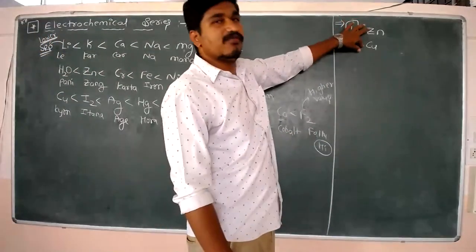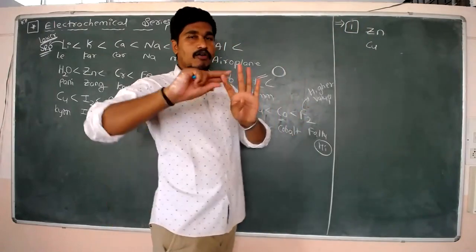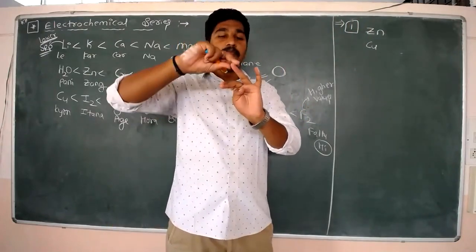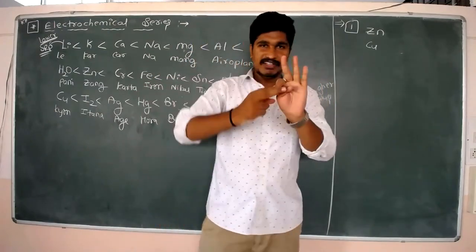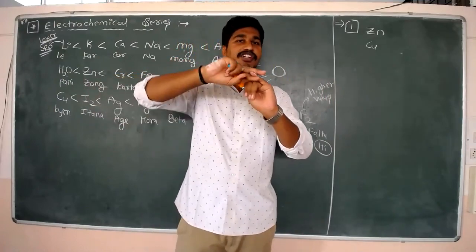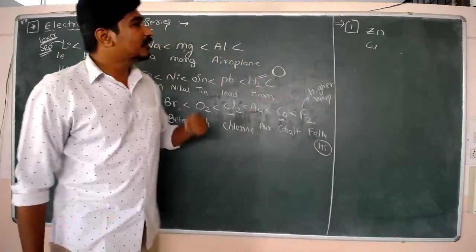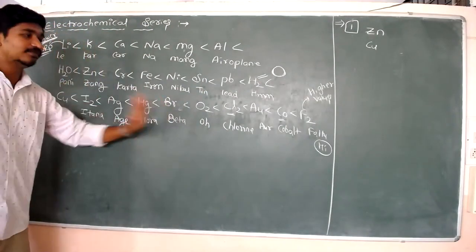In these two elements, which undergoes oxidation? That is the question. Four options are there: only zinc, only copper, both zinc and copper, none of the above. Correct? Which one undergoes oxidation? We don't know, right? But this electrochemical series will give the hint.